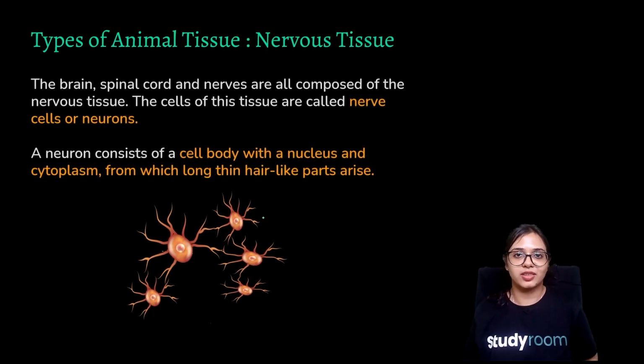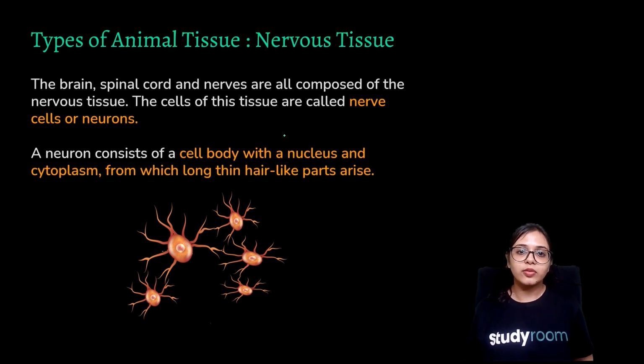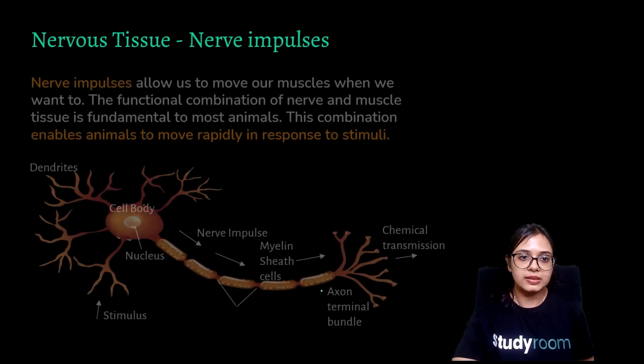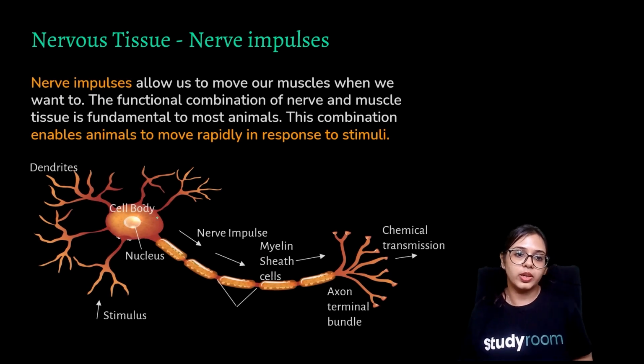Let's learn about nervous tissue. The brain, spinal cord, and nerves are all composed of the nervous tissue. Alright, the cells of this tissue are called the nerve cells or the neurons. A neuron consists of a cell body with a nucleus and cytoplasm, from which thin, long, hair-like projections arise. Alright, this will be clear mostly in this slide. You can see over here, this is this whole structure. This is one nerve cell.